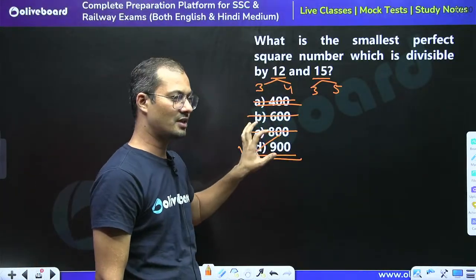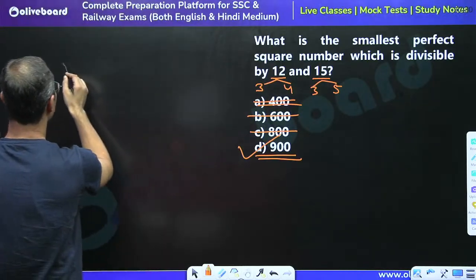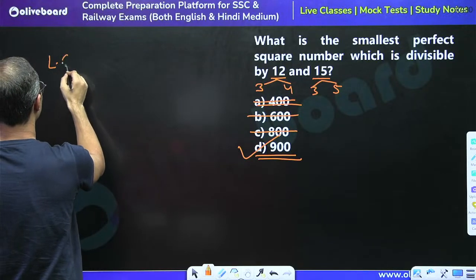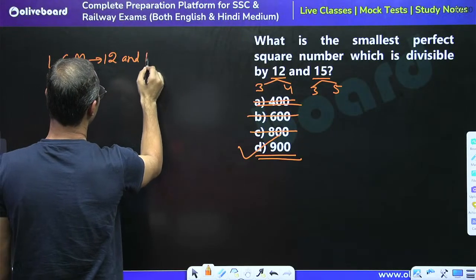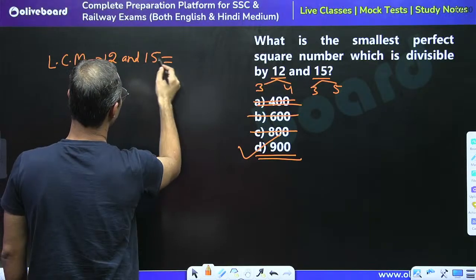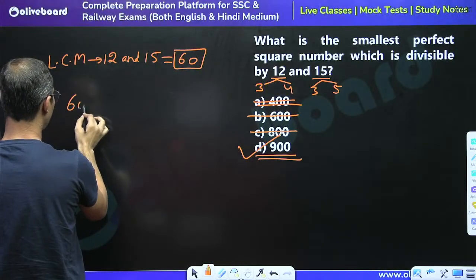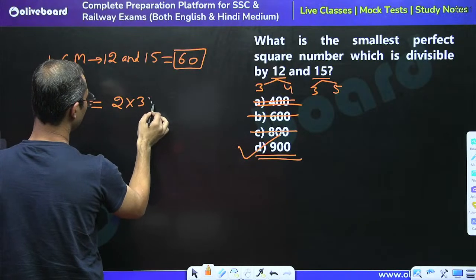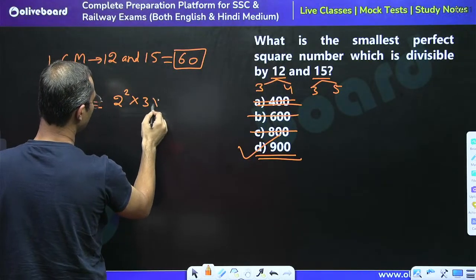If you have to calculate it by the basic method, the smallest perfect square number: the LCM of 12 and 15 is equal to 60. We can write 60 as 2 into 3 into 10, so we can write it as 2 square into 3 into 5.